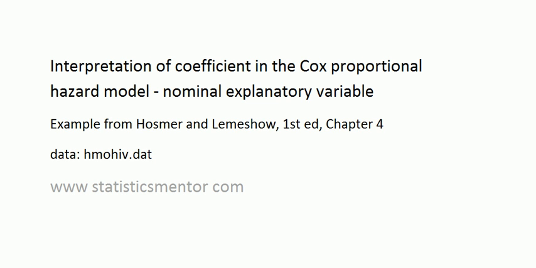Hi. The reason why we'd want to fit a Cox proportional hazards model is because we want to interpret the coefficients. The coefficients tell us something useful. In particular, in this video we're going to consider a model where we have a nominal explanatory variable. If we have a nominal explanatory variable, we'll be able to make statements like the risk of group A dying is X times the rate of those in group B. That's the kind of statement you can make.